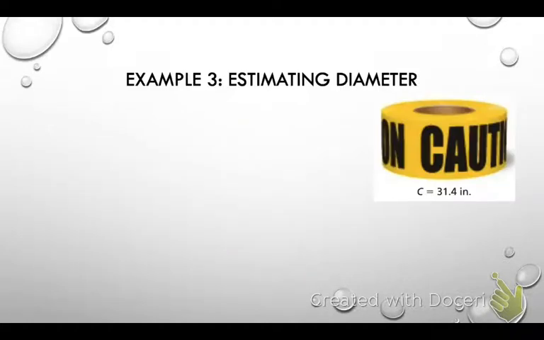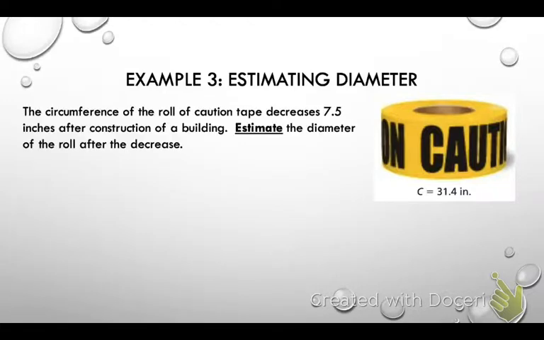Okay, here we have another one. We're going to estimate the diameter. Never mind. The circumference of the roll of caution tape was 31.4. It decreases 7.5 inches after construction of a building. Estimate the diameter of the roll after this decrease. So copy this into your notes.